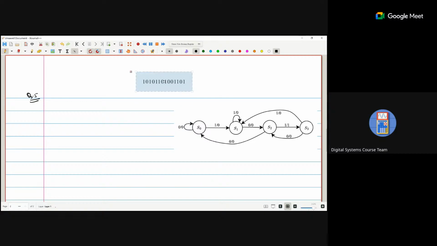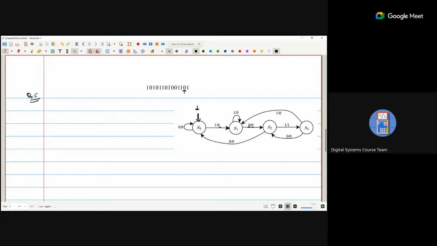Okay, this is my input sequence. So we start from here. Now the first one will be coming. 1 will be coming as an input. So what are we getting? We are getting 0 as an output. It will be moved to S1. Now when it is moved to S1, 0 is coming as an input, that is this one. Then 0 is the output.